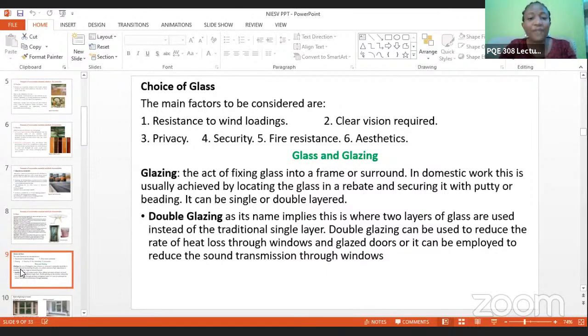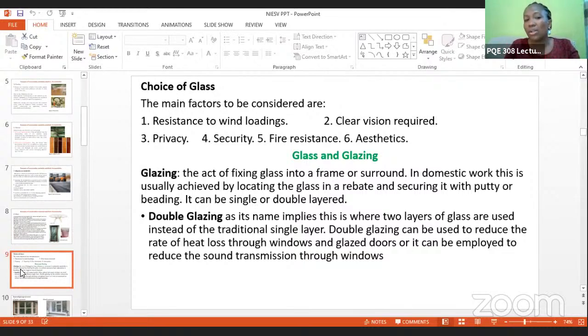And don't forget, by the time you have those glasses, you can't just put them on the floor and say, okay. You have to fix them somewhere. So the act of fixing those glasses somewhere, probably using a frame or a surrounding, is what we call glazing.